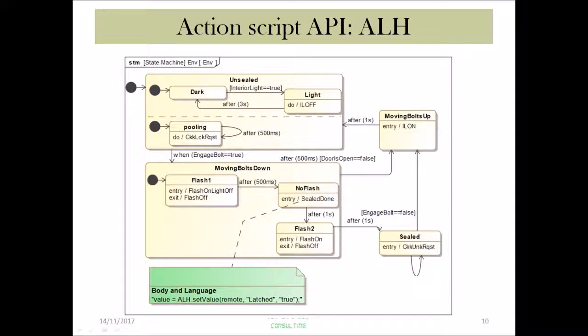For our example, we want the sensor value indicating the car is locked to be updated. The line located in the green comment here is the one to use for achieving this. Remote is the role name we just mentioned before, to be used as the path. Latch is the value name contained in the block. And true is the value content, which type is a Boolean. So when entering into the no flash state, this API script will be executed.